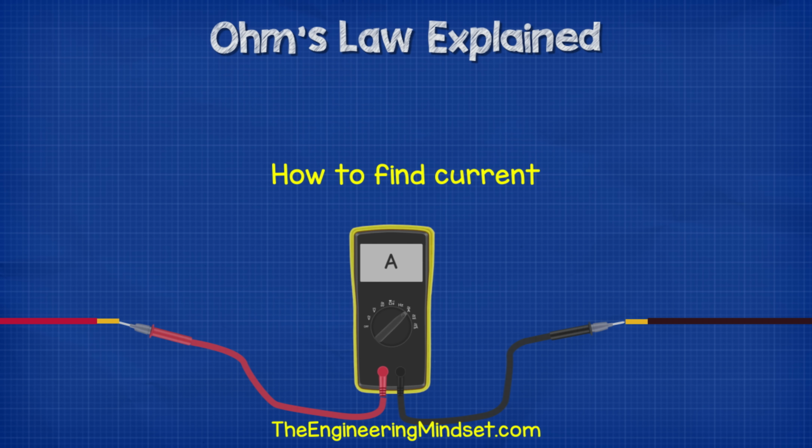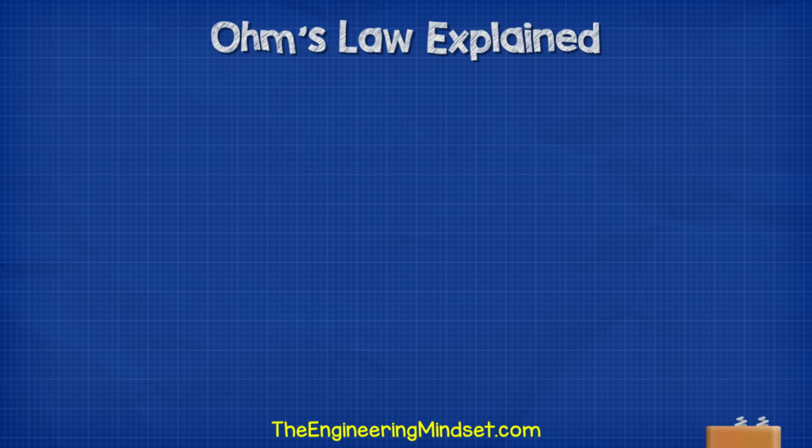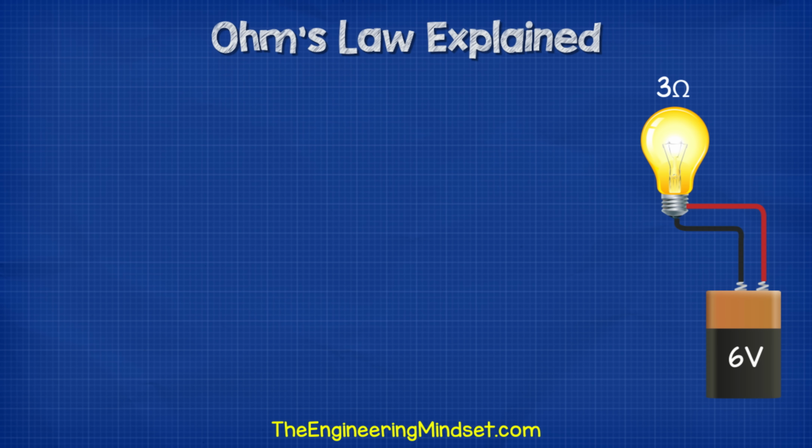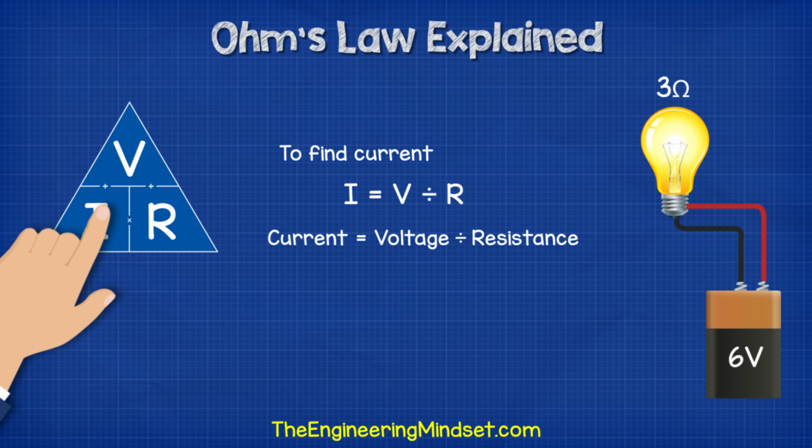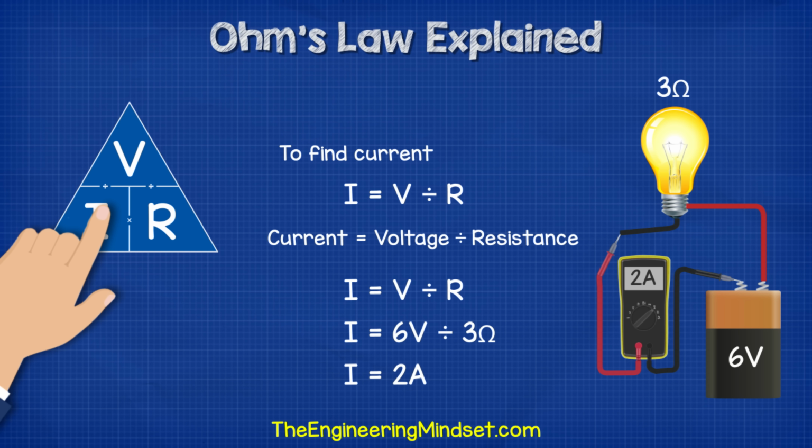Okay, so what about finding current? Let's say we now have a 3 ohm lamp connected to a 6 volt power supply. To find the current, we write down I equals, and then we cover up I in the triangle. That gives us V divided by R, so current equals voltage divided by resistance. We know the voltage is 6 volts and the resistance is 3 ohms, so the current is therefore 2 amps, and that's what we see on the multimeter.